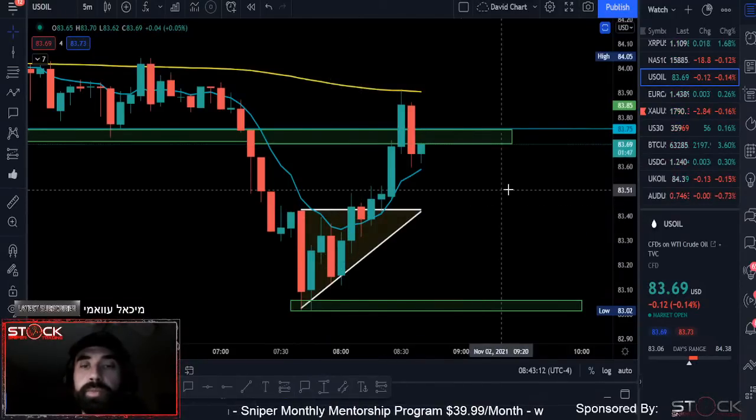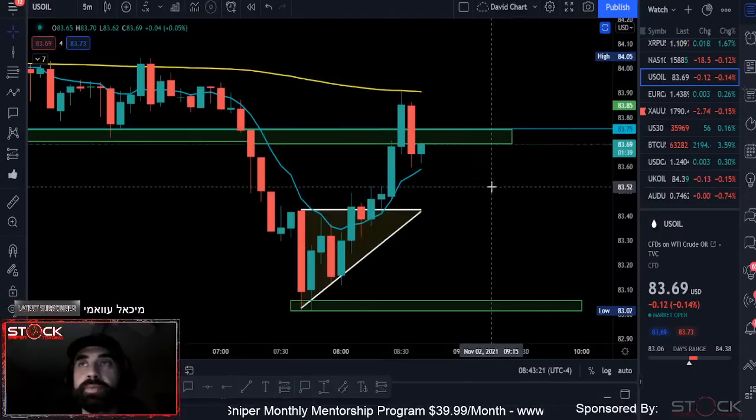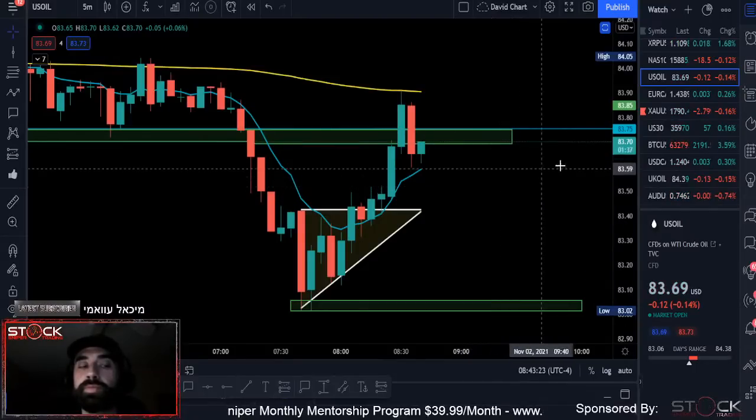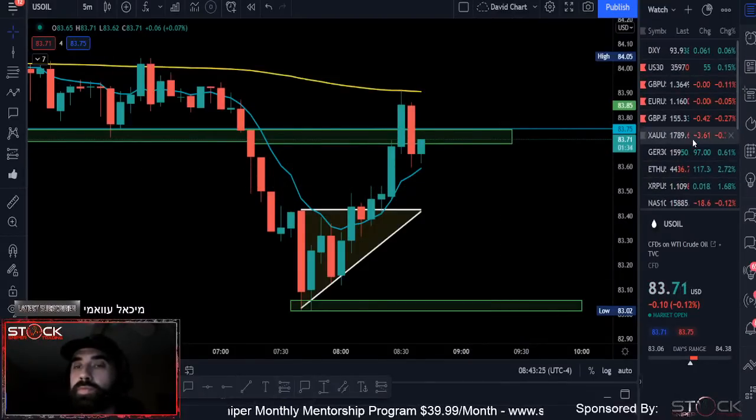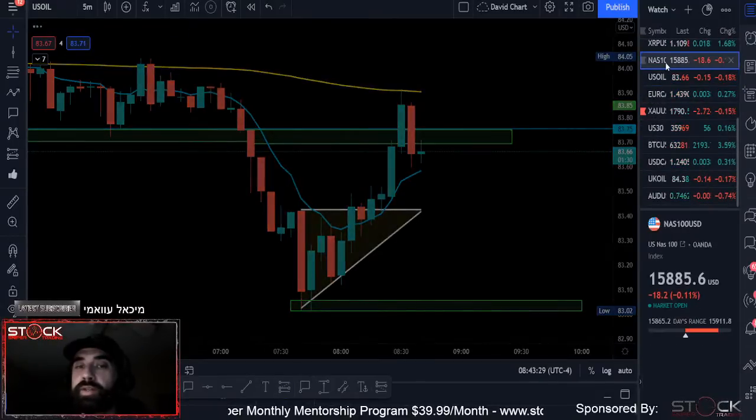Okay. So, guys, gold, I think, can go bullish. It is forming a little bit of a double bottom here. So let's just wait and see if we're going to get that overall continuation. Okay, let's go back on NASDAQ.